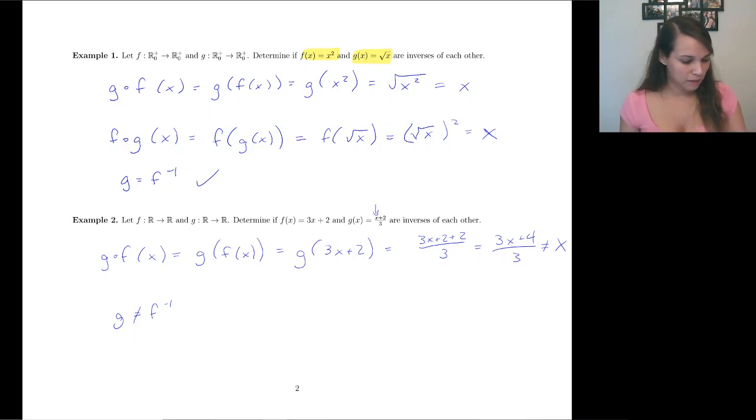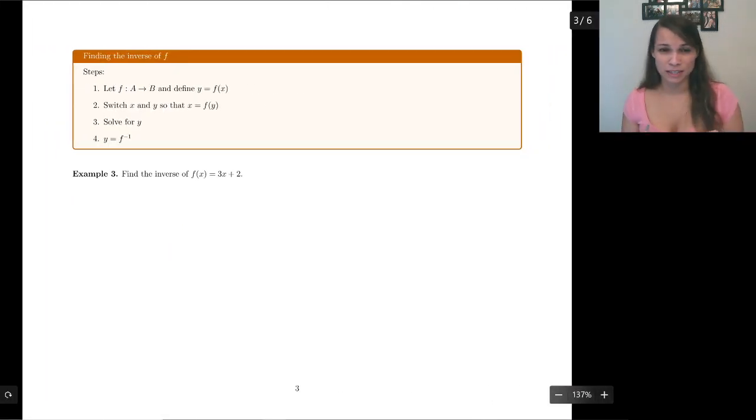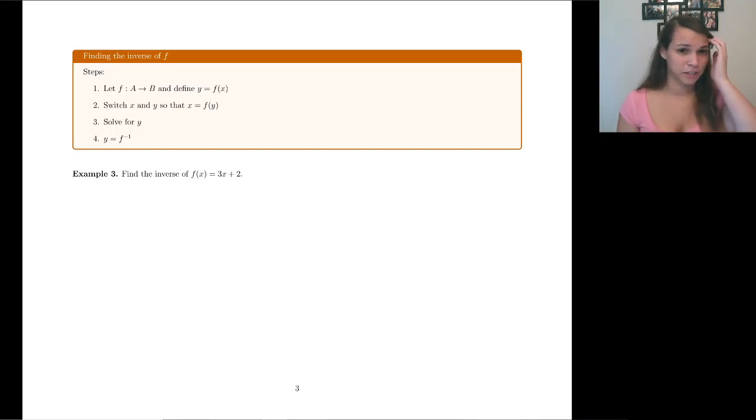Okay, so in my opinion, that begs the question: I can now check if something's an inverse, but how do you find an inverse? I'm pretty sure that this process is also going to look familiar to you.